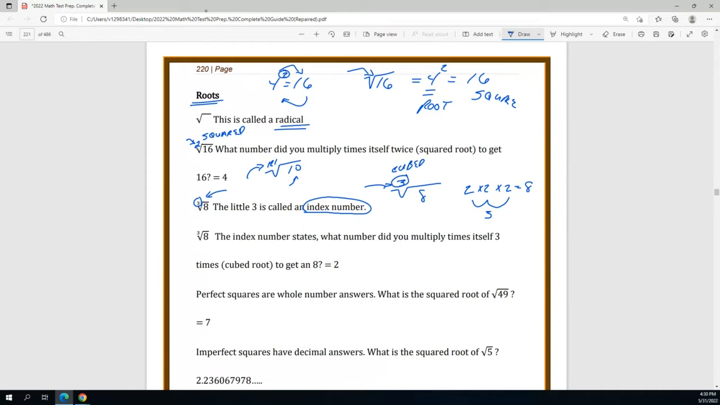Now, perfect squares. Perfect squares are whole number squares. For instance, 3 to the power of 2 is 9. The whole number 4 to the power of 2 is 16. The whole number 5 to the power of 2 is 25. These are perfect roots, or perfect squares, where, for instance, this is where you come to geometry.